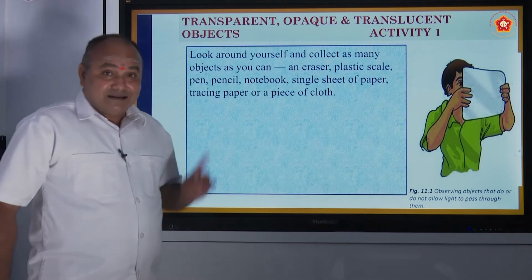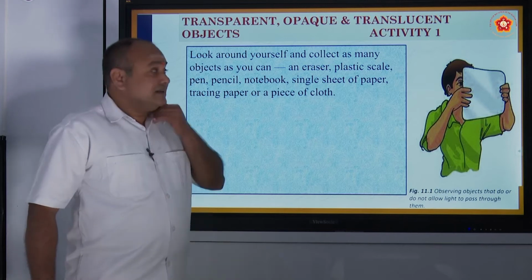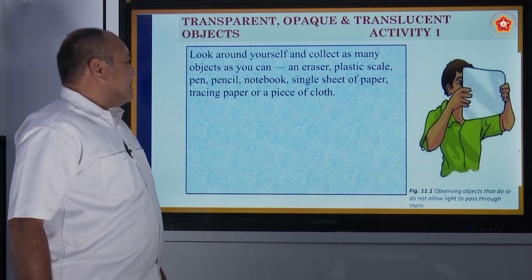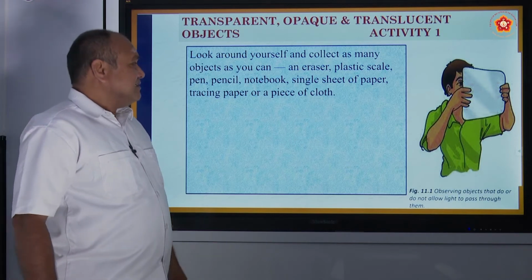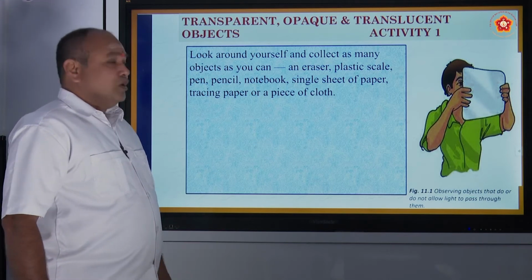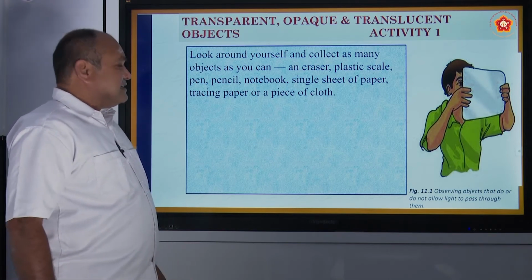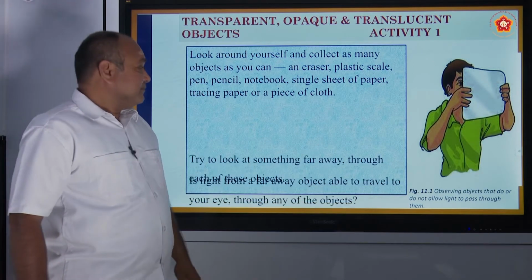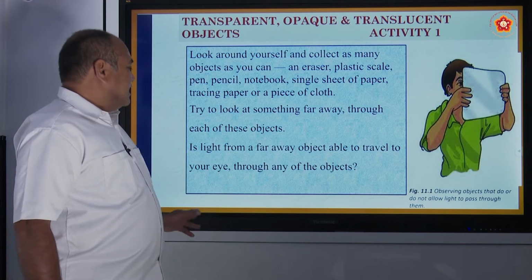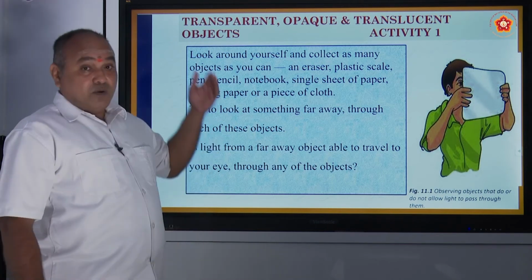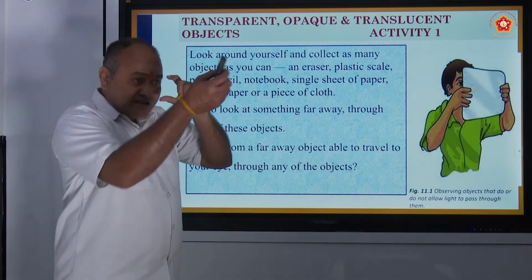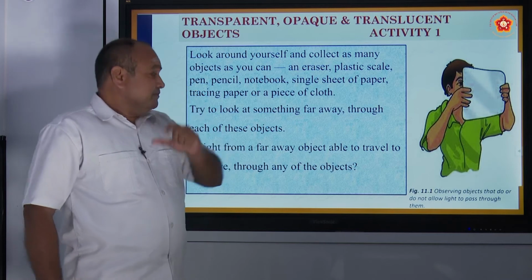So let's do an activity. Look around yourself and collect as many objects as you can. An eraser, plastic scale, pen, pencil, notebook, single sheet of paper, tracing paper or a piece of cloth. Try to look at something far away through each of these objects. So all these objects what you have collected, you will put like this and see, you will try to see some object on the other side.